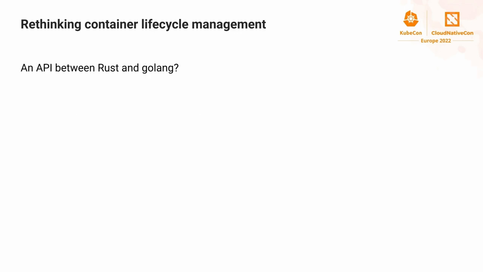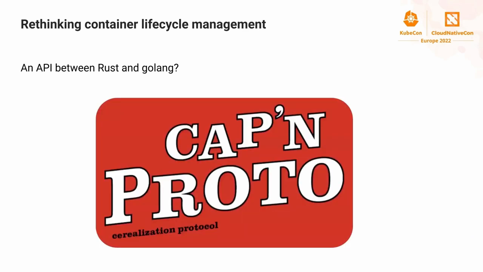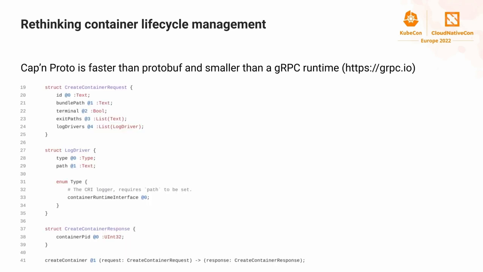But how to provide an API between Rust and Golang? Well, we decided to choose Cap'n Proto for that, and Cap'n Proto is an insanely fast data interchange format, and it's a capability-based RPC system. So it's like protocol buffers, but a little bit faster. And it also has a smaller memory footprint. So we thought it would be a great use case for Cap'n Proto to try this out. Cap'n Proto is faster than Protobuf and also has a smaller memory footprint than a gRPC runtime.